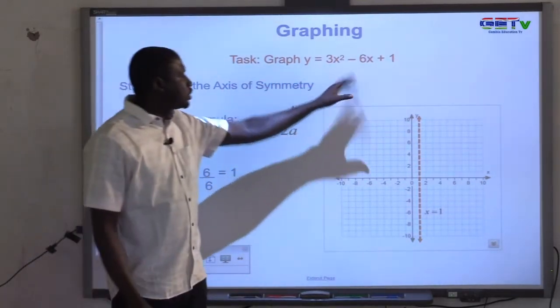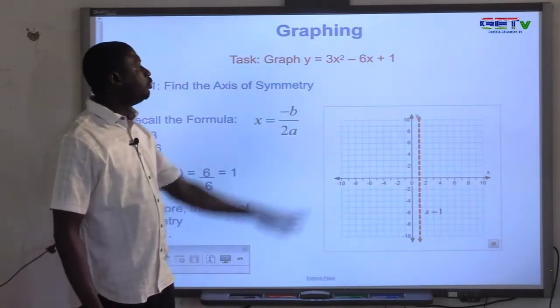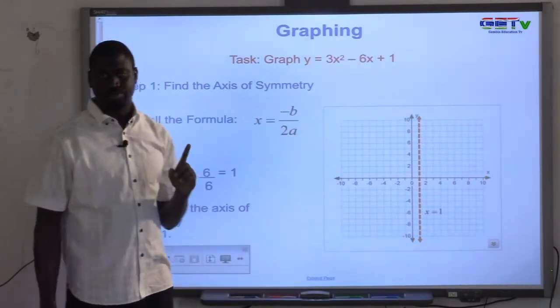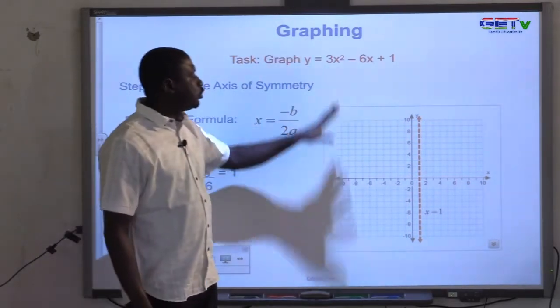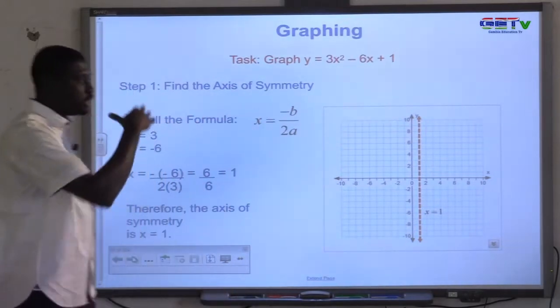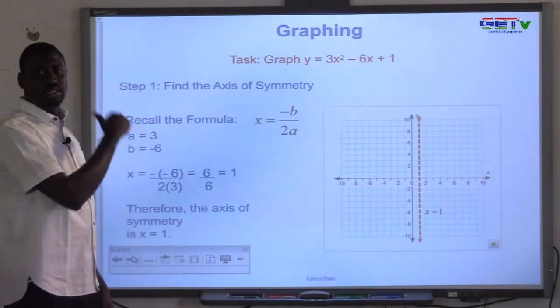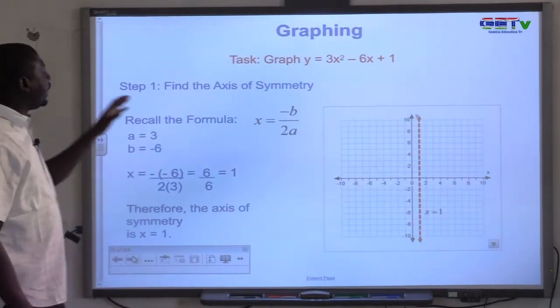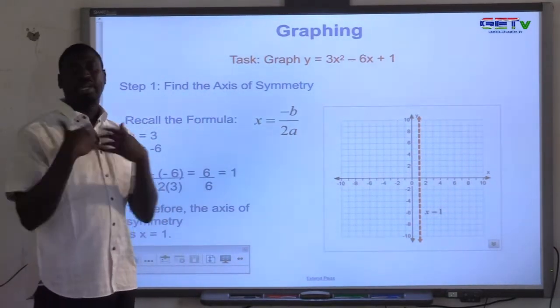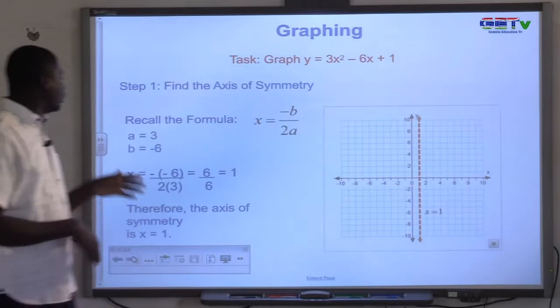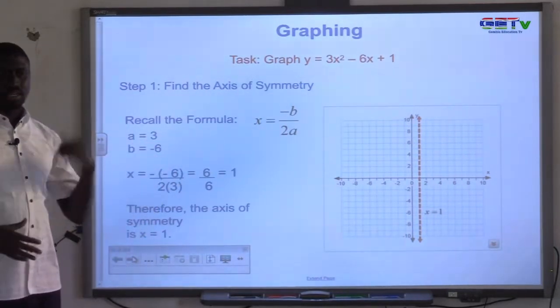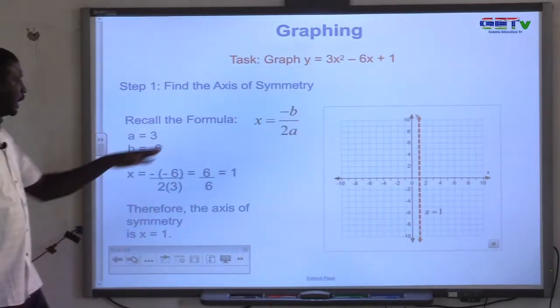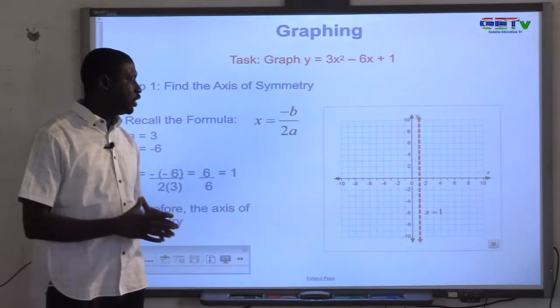Y equals 3x squared minus 6x plus 1 is a quadratic function. This quadratic function we are going to draw using the steps that I've explained previously, step by step. Step 1, find the axis of symmetry. How do you find the axis of symmetry? Recall the formula that I gave before. The formula is x equals minus b all over 2a.